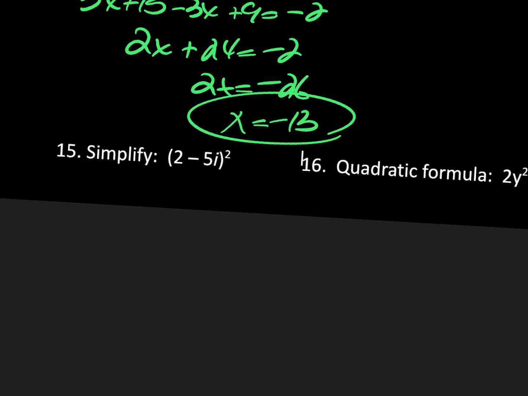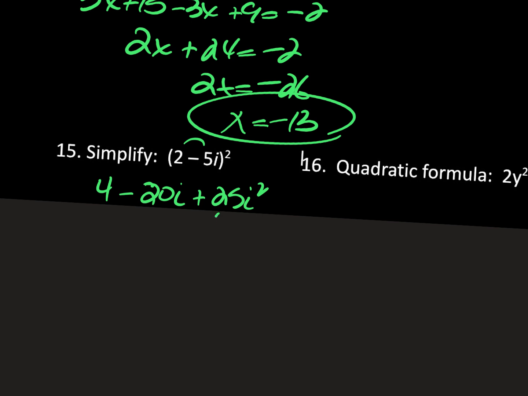Number 15. Simplify. This is a binomial squared, so multiply it out, double, square, with an i. Okay, square the 2. 4. Multiply together double. 2 times negative 5 is negative 10. If you double negative 10, you get negative 20. Square the 5i. Anytime you square something, it becomes positive automatically. And don't forget to square the i.